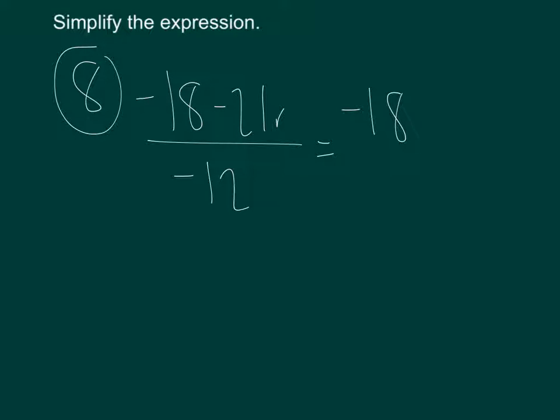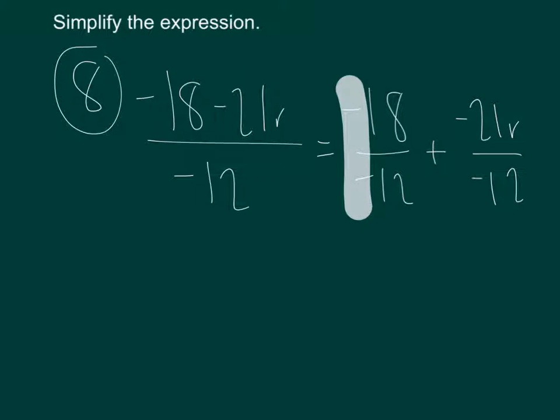So we get negative 18 over negative 12, and then you can remember you can either say plus negative 21r, or you can just say minus 21r. I'm going to say plus negative 21r because it's the same thing as taking away 21r. So from this point, we just need to simplify our fractions. For the first part, I can actually cancel out those negatives, because it's a negative divided by a negative.